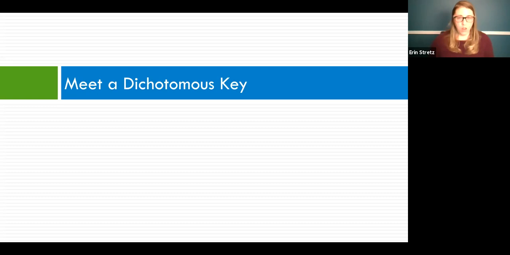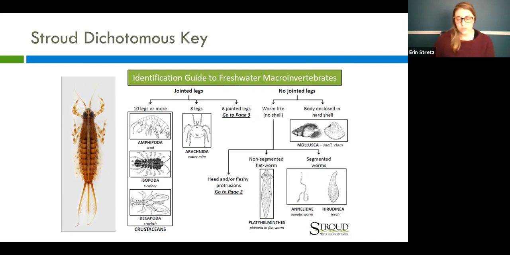Okie doke. So we're going to meet our dichotomous key now. If you have that document from the email, you can open it up. I think Debbie may have put a link into the chat as well with a link to that document. So we'll work through it together for this first organism, and then we will get some practice moving through some of the others. A dichotomous key is like a choose your own adventure book.